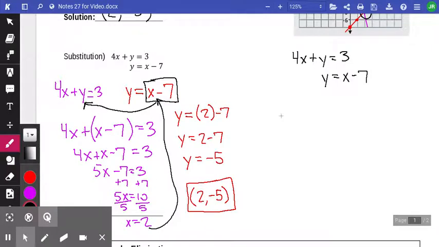So step number 1 is to get the system lined up. What that means is vertically, these need to be the same terms on top of each other. So right here I have 4x. That means right underneath it, I should have my x term. So to move my x from the right-hand side of the equal sign to the other, I'm going to have to subtract x on both sides.